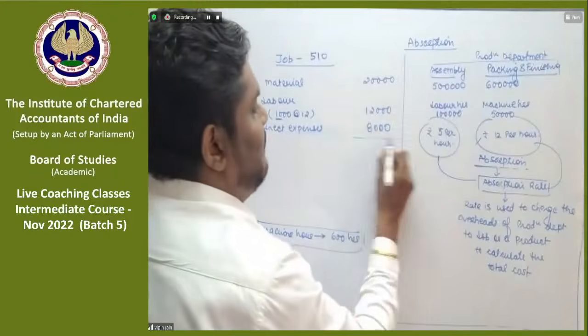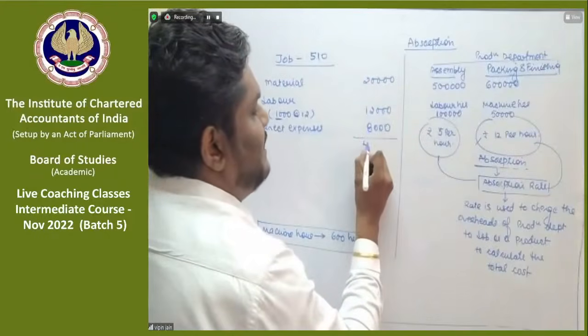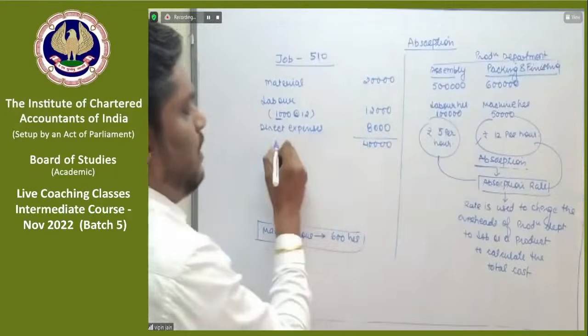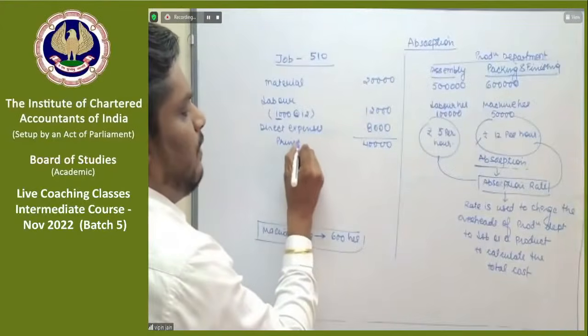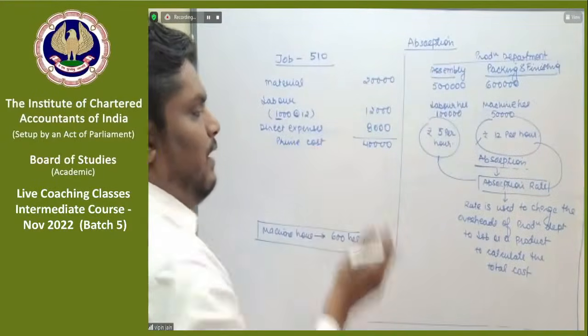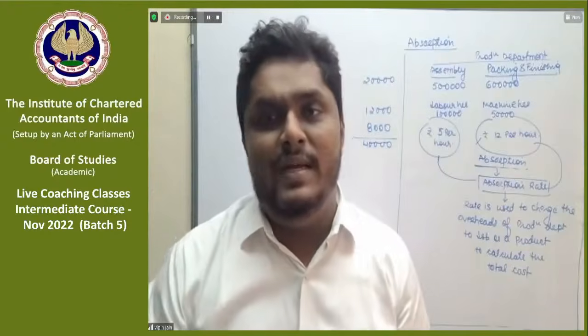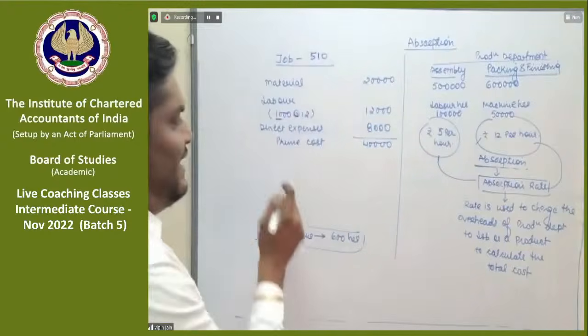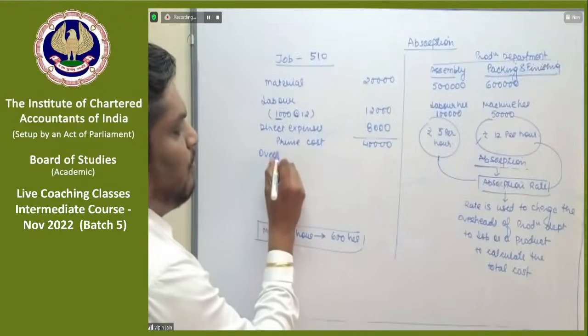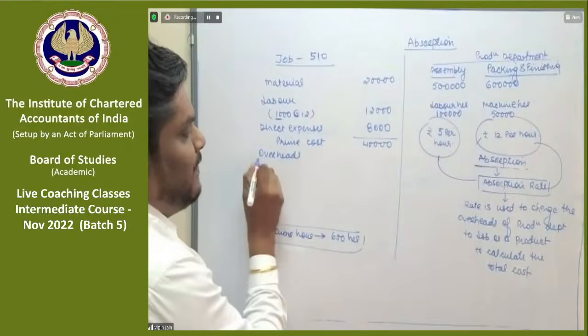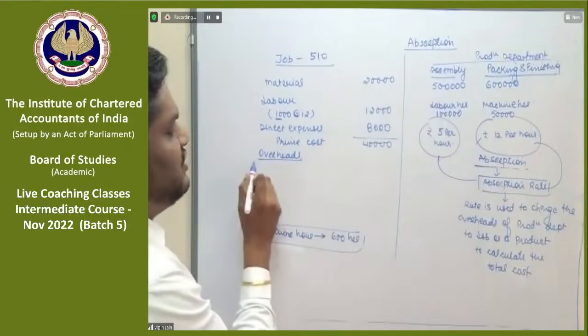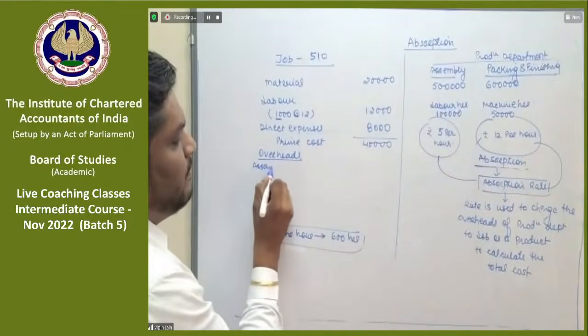Now guys, we are done with this part, that is 40,000. This is what we call prime cost. What prime cost is and all, I'll be discussing in cost sheet. Now let's charge the overheads of the production department, wherein there are two production departments, that is assembly.